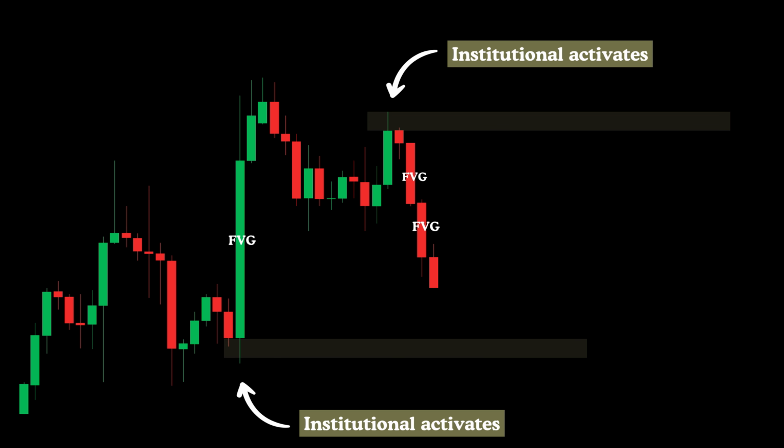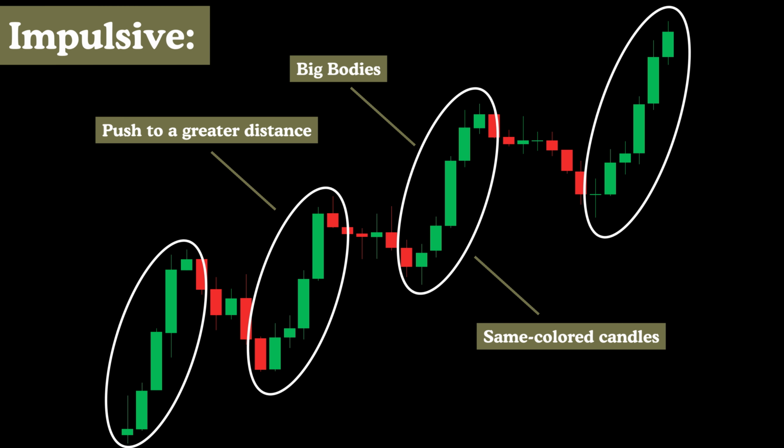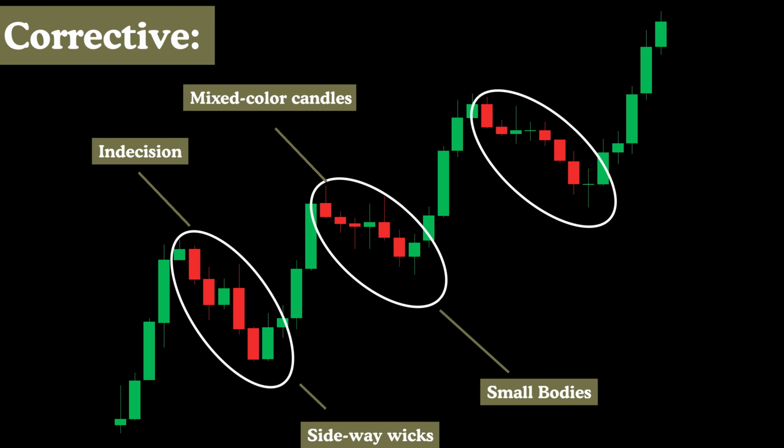on the wrong side. We can then zoom into lower timeframes, such as 1-hour or 30-minute charts, to locate potential trade setups. If you study the charts, you'll notice the market consistently shifts in impulsive and corrective waves. This fractal nature of the market is caused by the actions of market participants. Impulsive waves push price quickly in one direction, and these candles usually share the same color with wide bodies. Corrections instead show uncertainty where candles are mixed in color and have small bodies, along with sideways wicks.